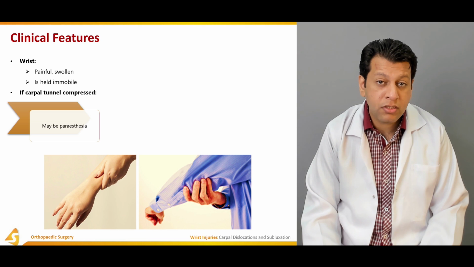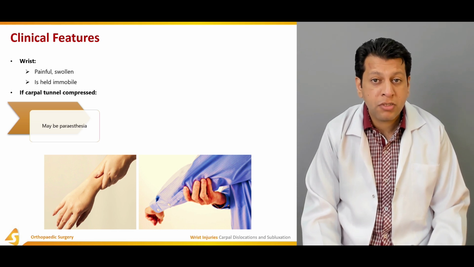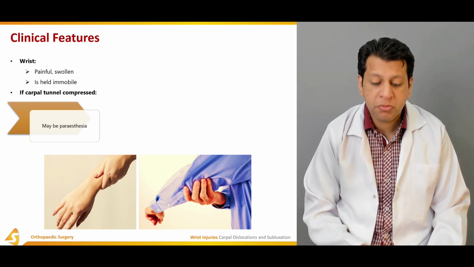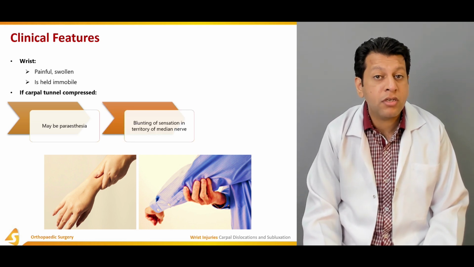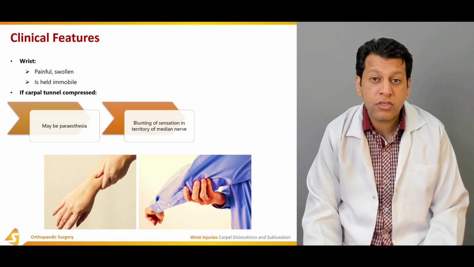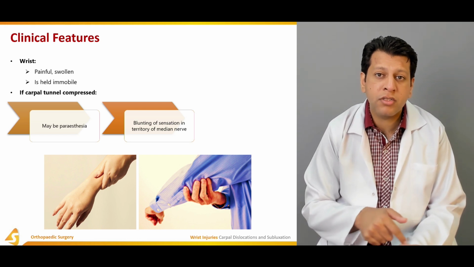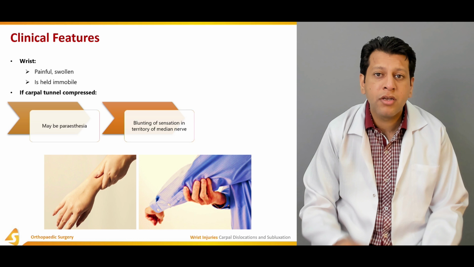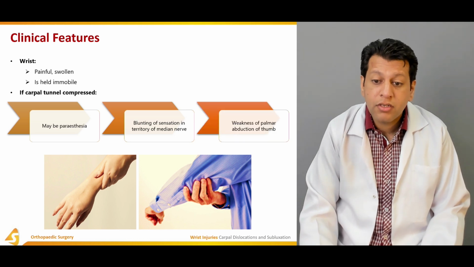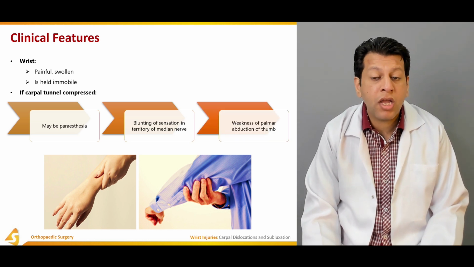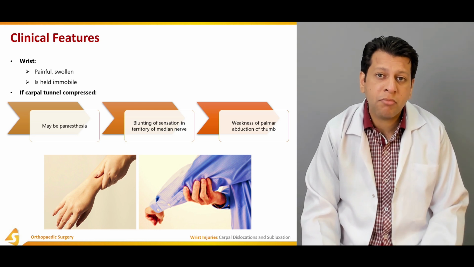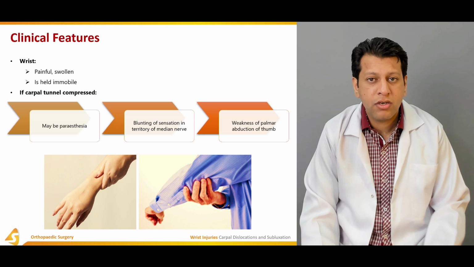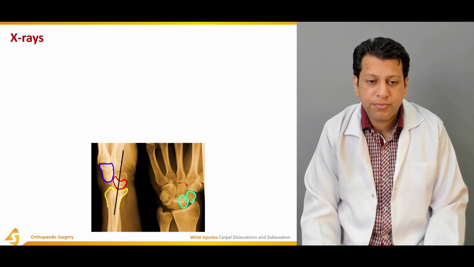There may be paresthesias over the palm, especially over the volar aspect of the palm. Then there may be blunting of sensation in the territory of the median nerve, which supplies the thenar eminence as well as the radial three and a half fingers. And then there is weakness of palmar abduction of the thumb, because the muscles of the thenar eminence are mainly supplied by the median nerve.